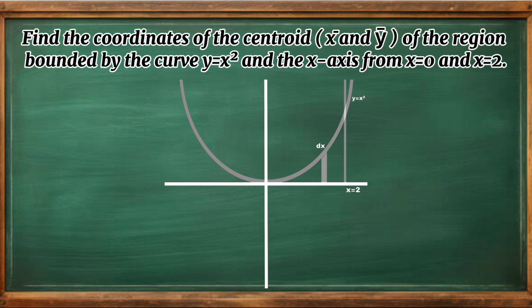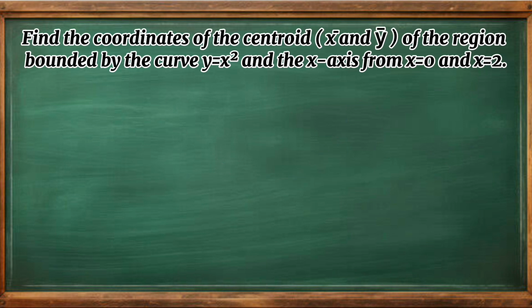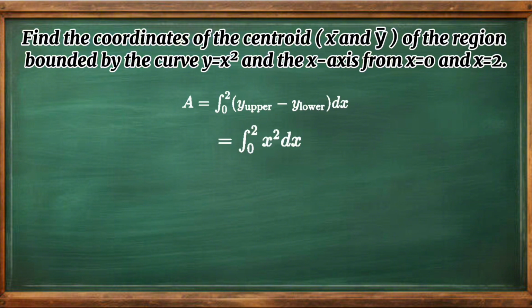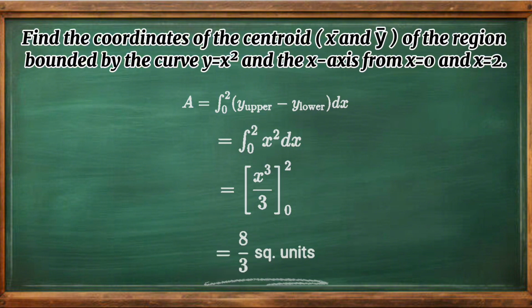To find the centroid x-bar and y-bar of the region bounded by the curve y equals x squared, the x-axis, and the vertical lines x equals 0 and x equals 2, we begin by finding the area under the curve. The area is given by A equals the integral from 0 to 2 of x squared dx. Then we integrate, getting x cubed over 3, and evaluate from 0 to 2, which gives us 8 over 3 square units.